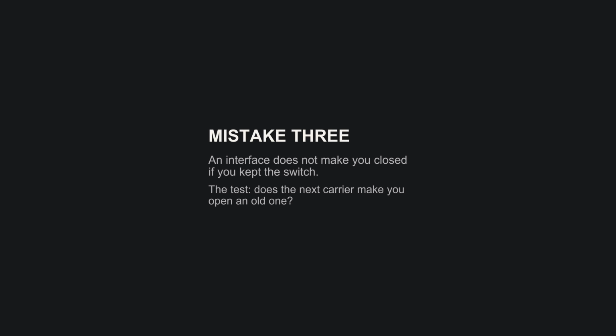Third mistake, and this is the common one. Adding an interface does not make you closed if you kept the switch. If the calculator takes an IShippingRate and then switches on the concrete type to decide what to do with it, you have added a file and changed nothing. The test is not whether an interface exists. The test is whether adding the next carrier makes you open an old one.